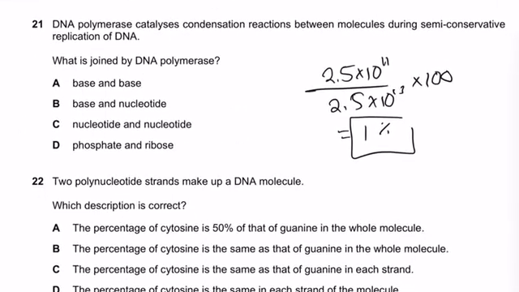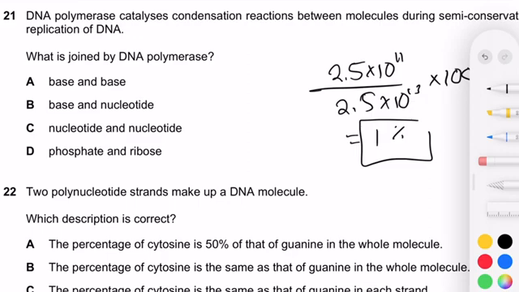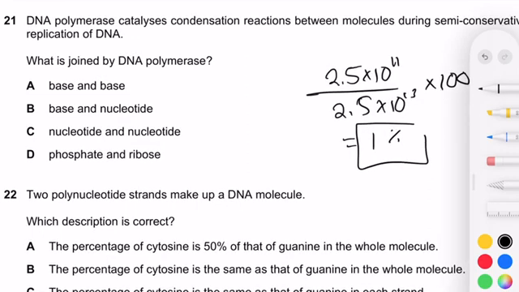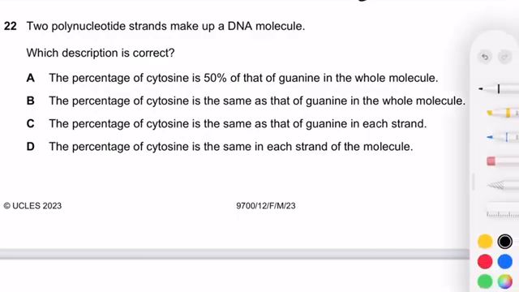Now, DNA polymerase catalyzes the condensation reaction between molecules during semi-conservative DNA replication. What is joined by DNA polymerase? This is a repeated question actually. It's nucleotide and nucleotide, so that is C.